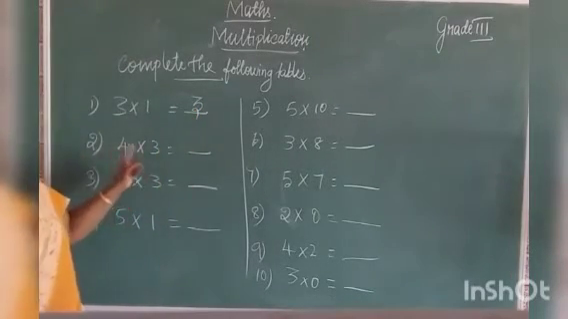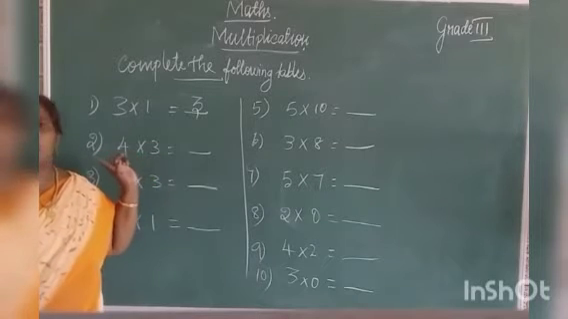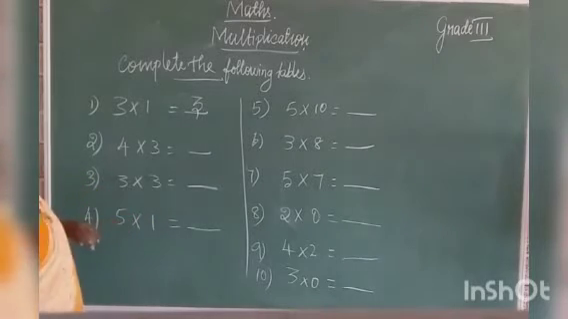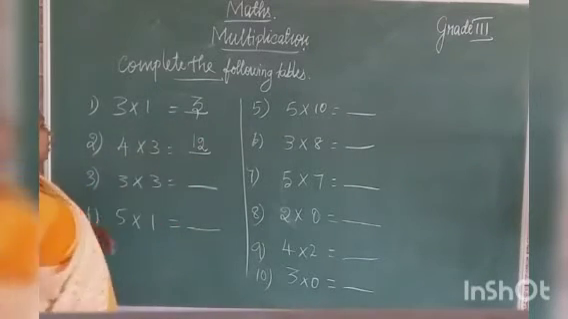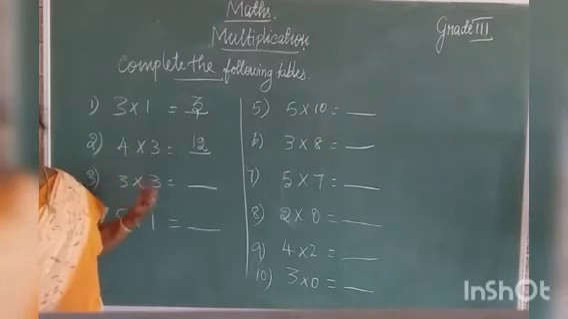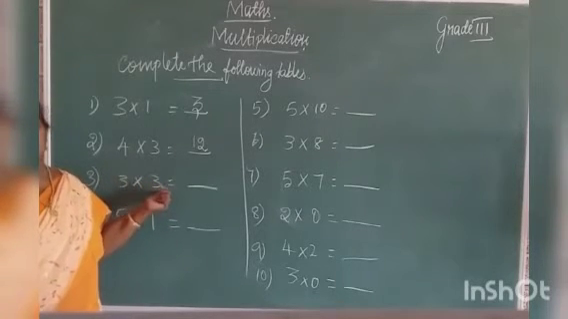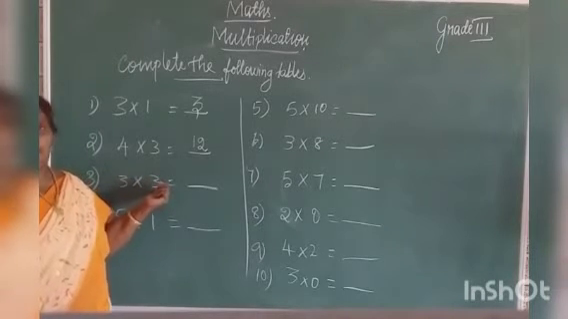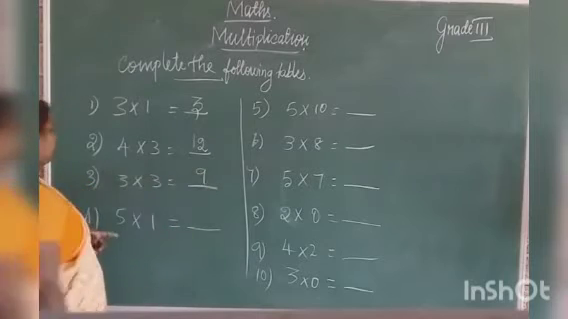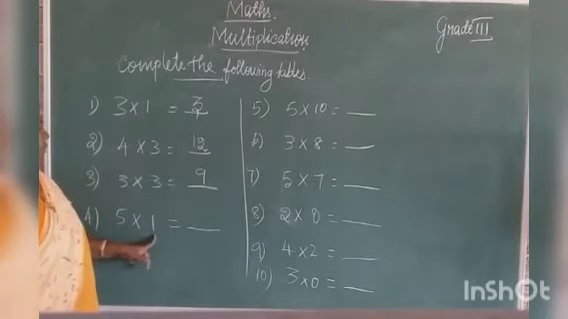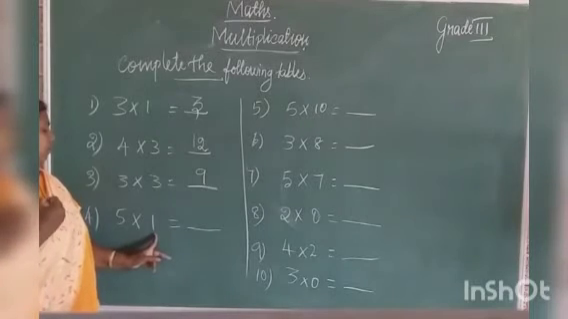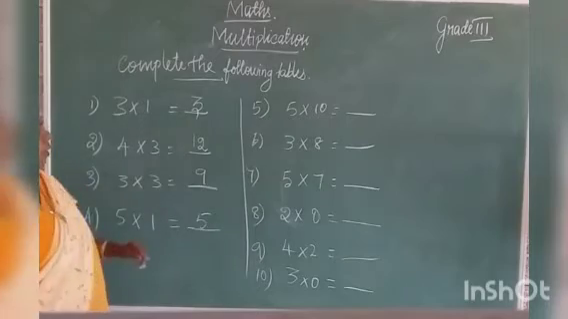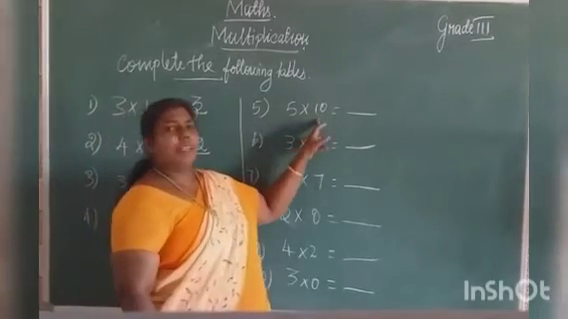Then here 4 into 3, that means the fourth table. 1 4 is 4, 2 4s are 8, 3 4s are how much? 12. Then here we can use the third table, 3 times. 1 3 is 3, 2 3s are 6, 3 3s are 9. Next, here 5 times 1 is how much? 5. Then here 10 times the fifth table, how much?